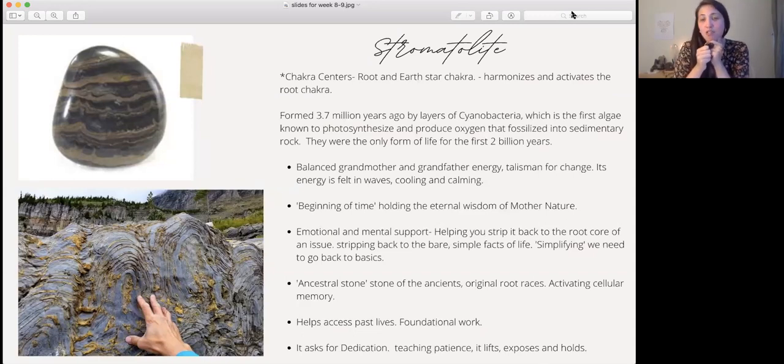It is an incredible stone to connect with the ancients, your ancestors. It basically brings them in close. I almost feel like sometimes there's a line of them behind me when I use this stone, ready to connect. It's like you can connect with your original root races, the first beings on this earth.